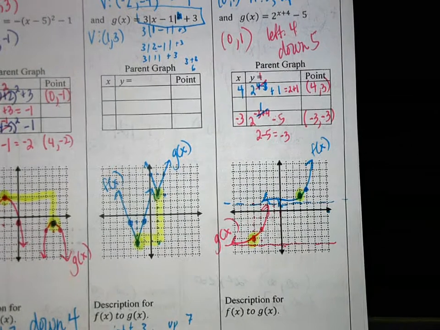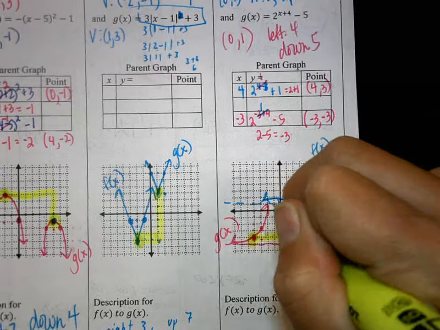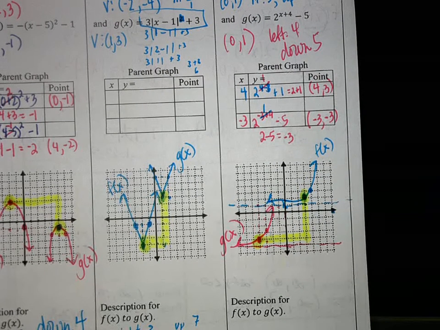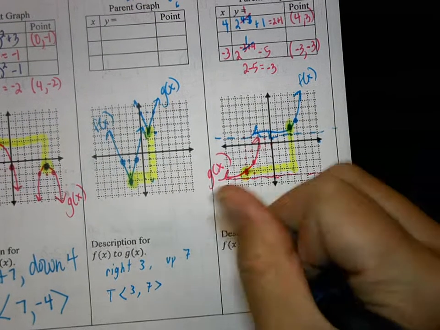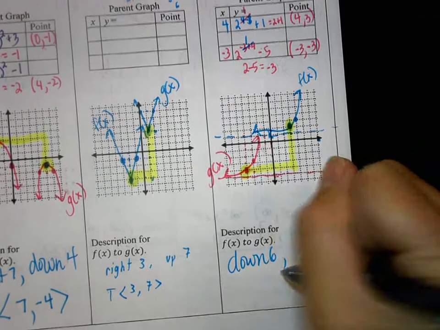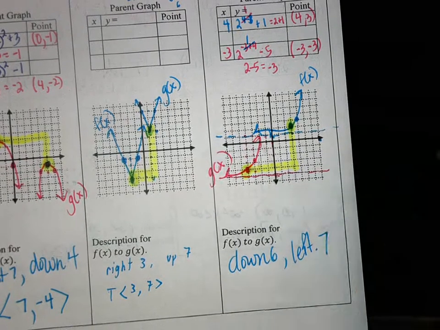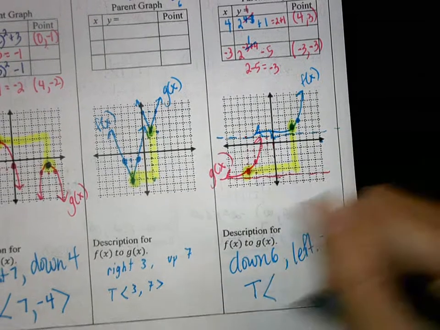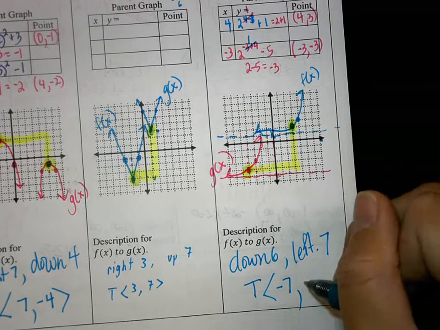And then write what happened with our translation. Did anyone figure out what it is? Down 6. Left 7. Do we agree? So translating it, I wrote this in the opposite order, but left 7, that would go in the x part, negative 7, and then the y part up and down is 6.